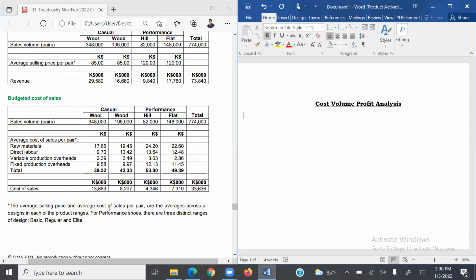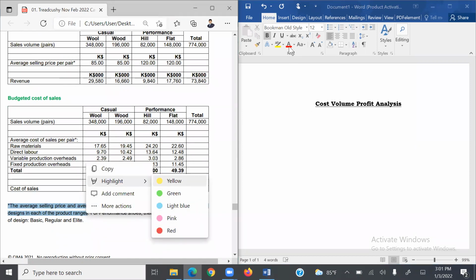So in the additional information, when you are thinking as a management accountant, the first thing you need to think is that the average selling price and average cost of sales per pair are the average across all designs in each product range. So students, get that point, whatever they are saying. So the calculation is on an average basis.